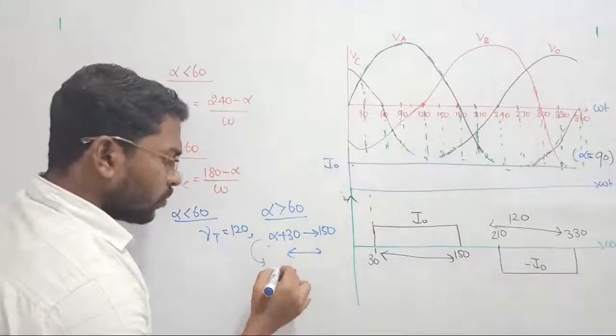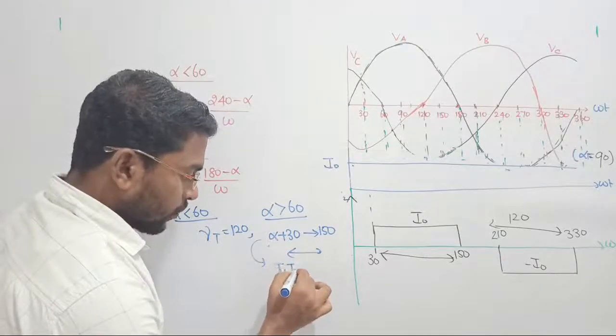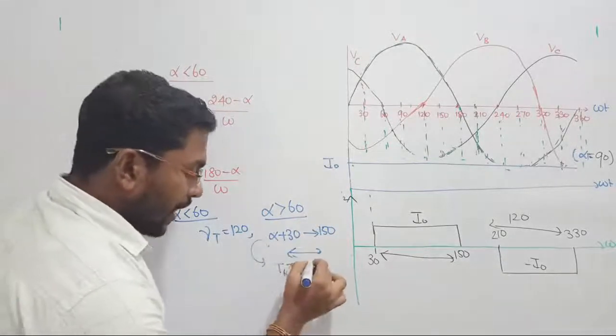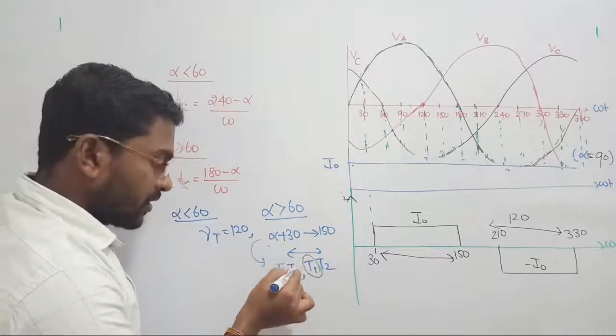So what happens at that time? Thyristor T1 will continue its conduction. From T6 to T1 you can observe the thyristor conduction period. Again from T1 to T2 also, thyristor T1 will be in conduction.